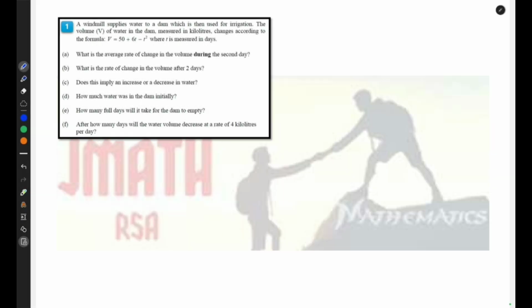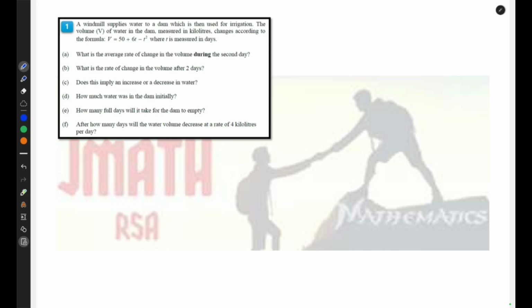A windmill supplies water to a dam, which is then used for irrigation. The volume of water in the dam, measured in kiloliters, changes according to the formula, where t is measured in days. So the formula is for the volume of the dam, and that is now my original, my f(x), as I'm used to doing with calculus. Question A: what is the average rate of change in the volume during the second day? It's very important that you see that word, average.